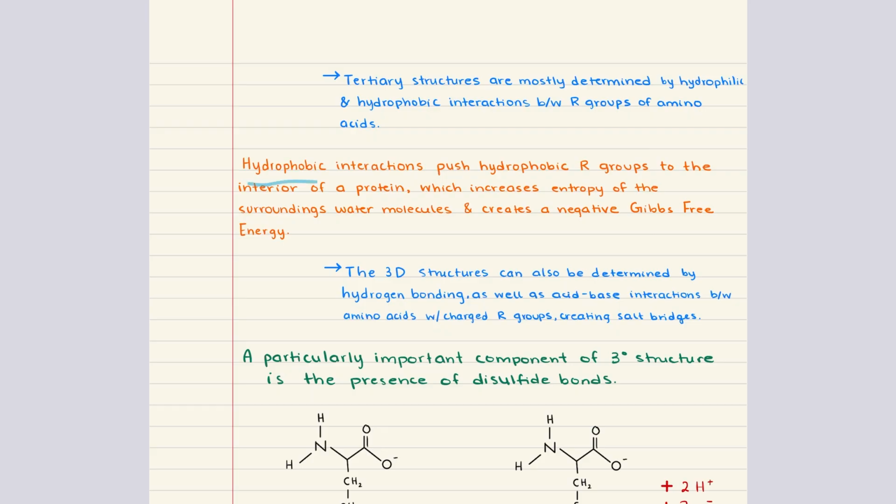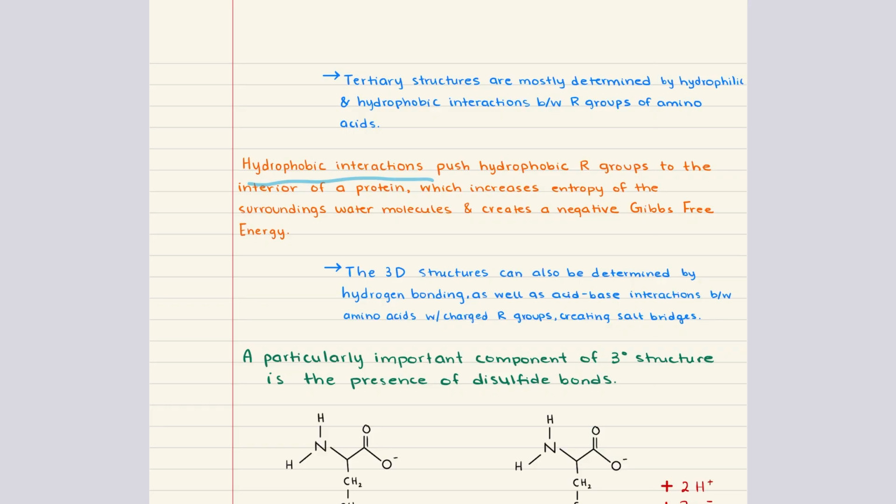First, you have hydrophobic interactions. These are especially important. Here, nonpolar side chains tend to cluster together in the interior of the protein, away from water. This process increases the entropy of the surrounding water molecules, and it decreases the system's Gibbs free energy, which makes the folded structure thermodynamically favorable.